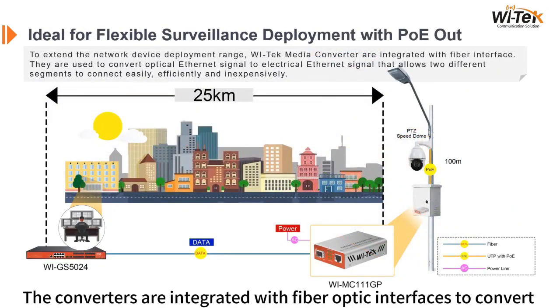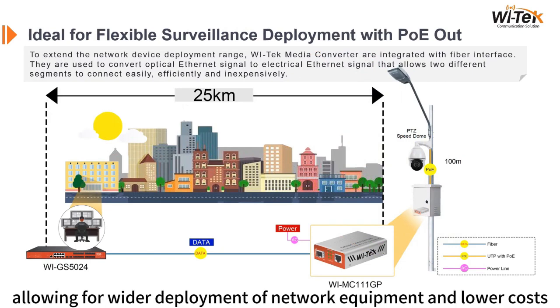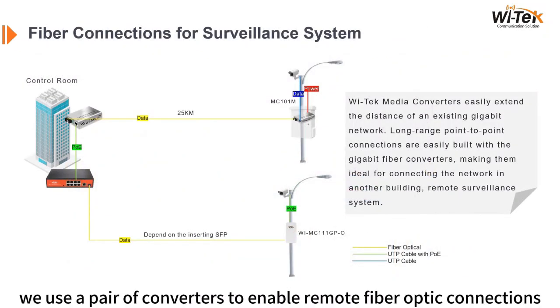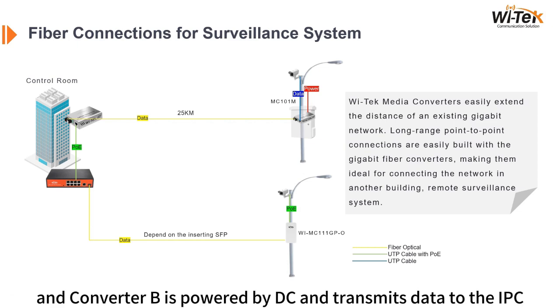The converters are integrated with fiber optic interfaces to convert fiber optic Ethernet signals to electrical Ethernet signals, allowing for wider deployment of network equipment and lower costs. In this scenario, we use a pair of converters to enable remote fiber optic connections. Converter A is powered by a PoE switch, and converter B is powered by DC and transmits data to the IPC.